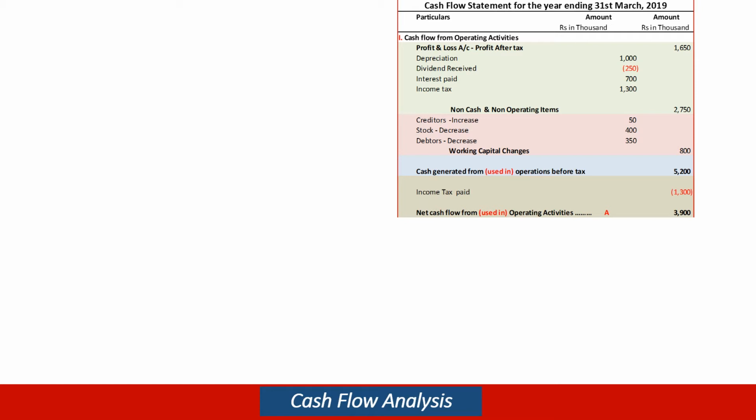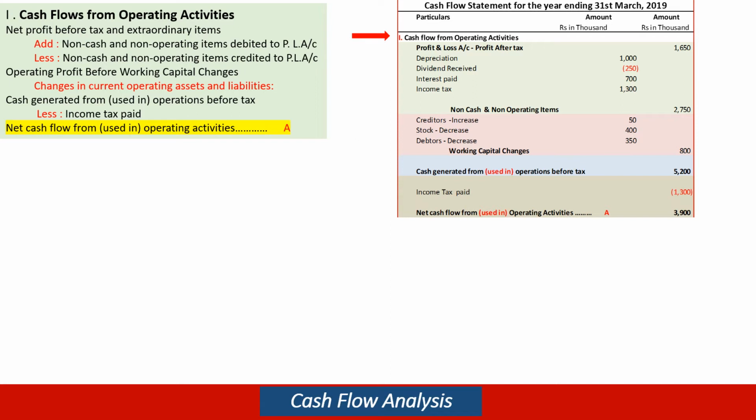This is cash from operating activities which we saw. What does this comprise? Cash flow from operating activities takes net profit before tax, or we can take in our example, if the last balance of the profit is after tax, we can add back the tax and take that amount. And then non-cash, non-operating items debited, we are adding it back. For example, depreciation is a non-cash item which was debited to profit and loss account. We are adding. When we add, it is plus. When we deduct, it is minus.